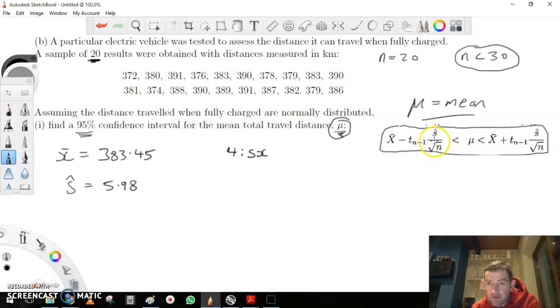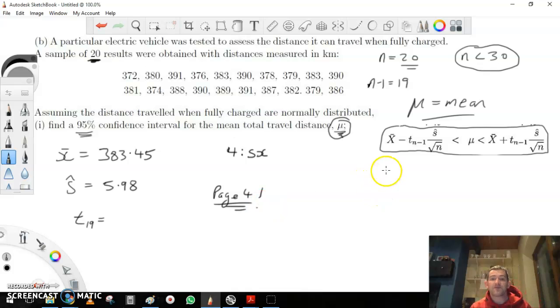So we have quite a few bits, and now we need to go after our t value. You see this n minus 1, well our n is 20, so n minus 1 will equal 19. That's known as our degrees of freedom. So we'll be looking up the table for 19 degrees of freedom, and this is going to be on page 41 of your logbooks. Then we need to figure out what particular column we're looking for there, right? There's maybe 10 columns across.